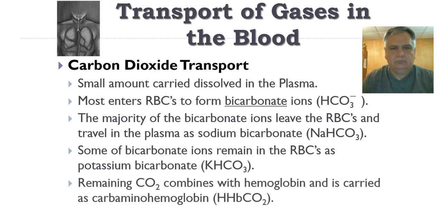So some of the bicarbonate ions in the red blood cells will be picked up by potassium to form potassium bicarbonate. And then our final method of transport is any carbon dioxide that, once inside the red blood cell, hasn't been converted into a bicarbonate ion will now be able to combine with hemoglobin. And the carbon dioxide will then be carried by hemoglobin as carbaminohemoglobin. And here's the formula for carbaminohemoglobin.